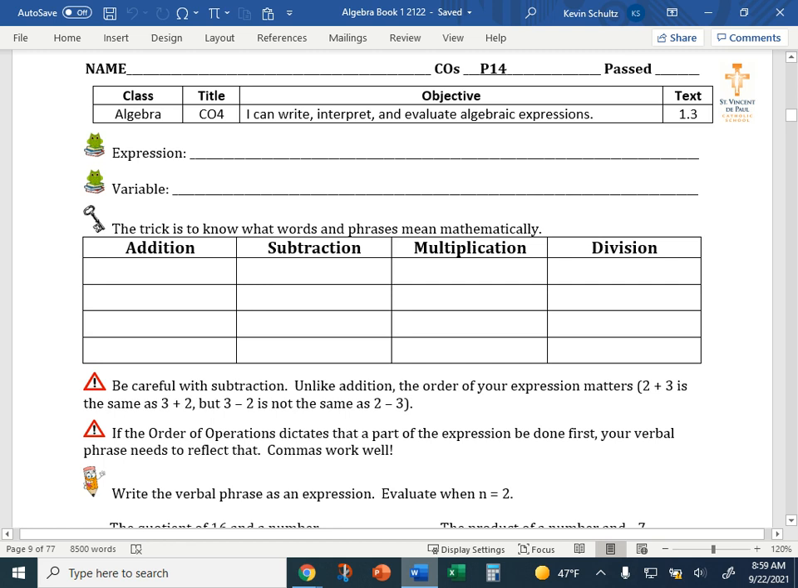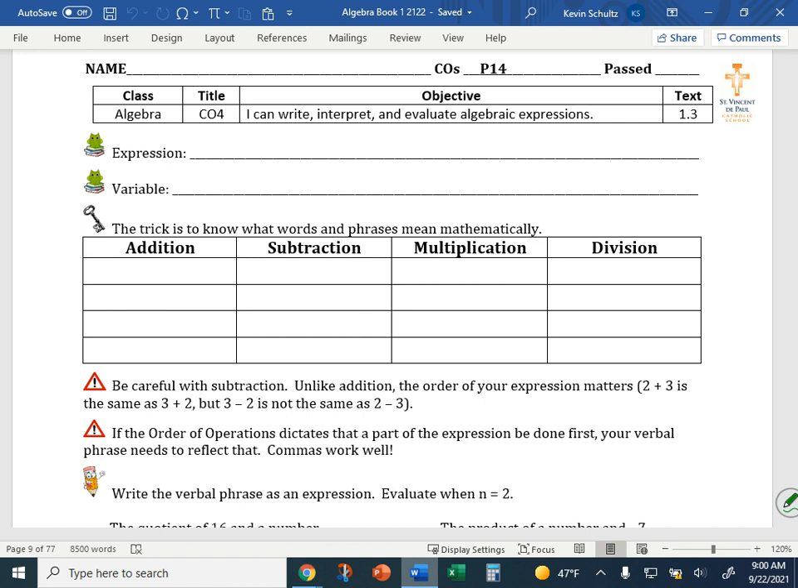And good day, Algebra. We are going over CO4 in 15 minutes, so it's like speed running a Mario level, only with math. I can write, interpret, and evaluate algebraic expressions. This is where we're really going to take the verbal and turn it into the mathematical, or take the mathematical and turn it into the verbal. How do we take a verbal expression and write it as a numerical expression, and how do we go back and forth?